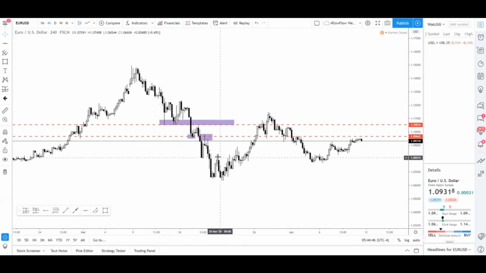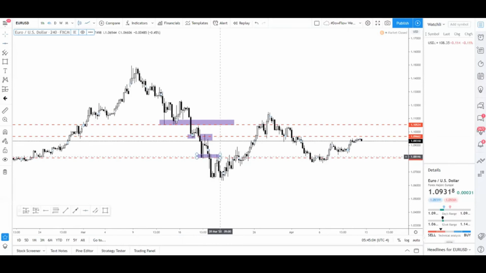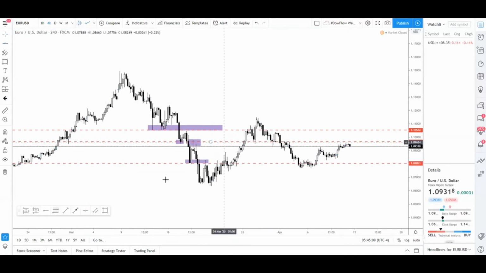Let me show you one last example over here. You have support here. It was broken and it came to retest. If you want the so-called exact level, change to the line chart and just draw it over here. You can see something like this. So this is the basics of support and resistance.